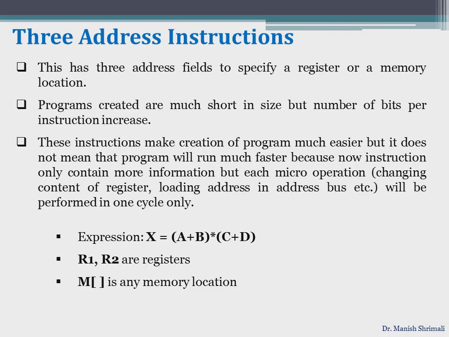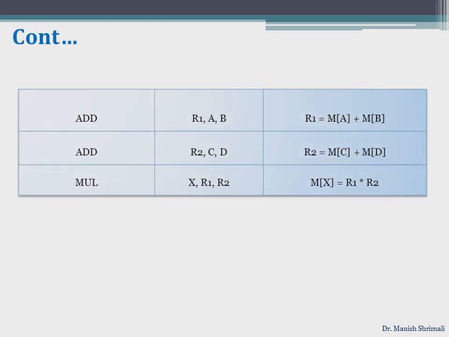And finally, below you can see that we have the same expression, X is equal to A plus B into C plus D. The same R1 and R2 registers are there, and then we have the memory location, to see how it is being solved using three address instructions. So you can see in this table that there is an add instruction.